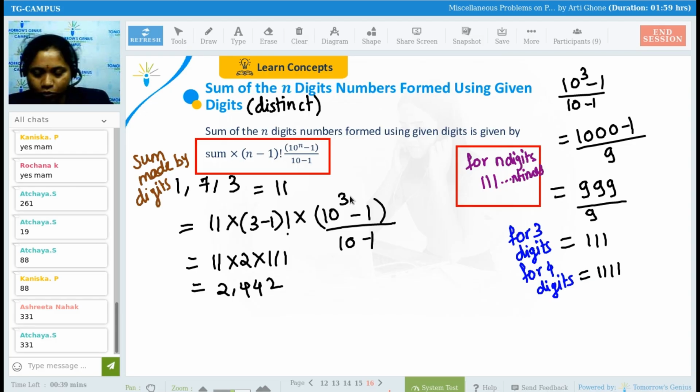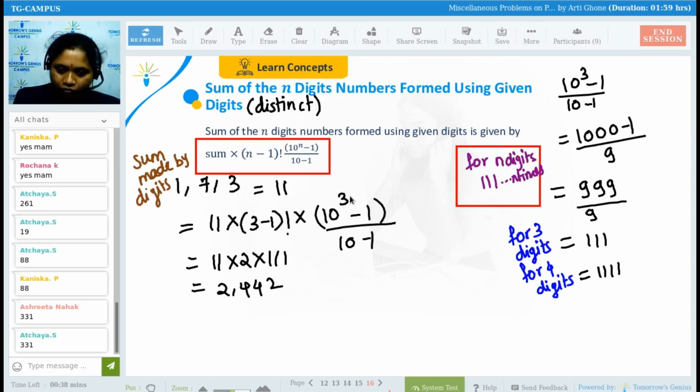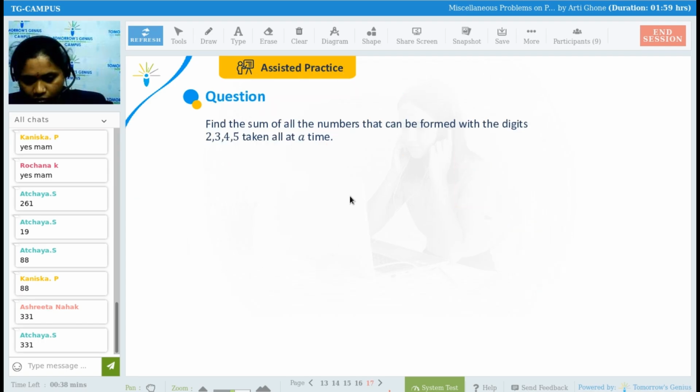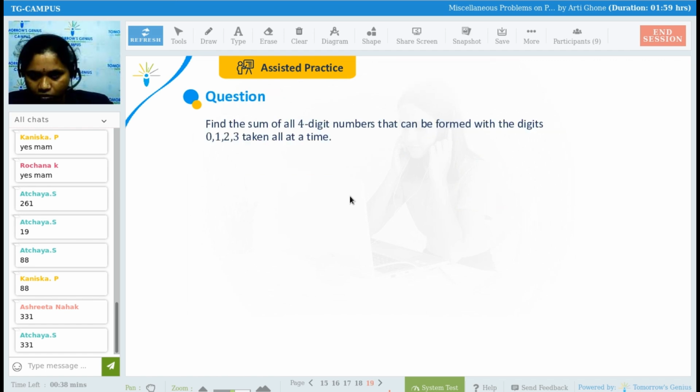Now, let's have a look at some of the questions. Find the sum of all numbers that can be formed using the digits 2, 3, 4, 5. Ready to go? You can do it, no? You are able to do it. I'll just show you the formula because I know. Just note down the digits. Done? 2, 3, 4, 5. Okay, and have a look at this formula. One minute. What I will do, I'll just call reference. Same I'll do here also.